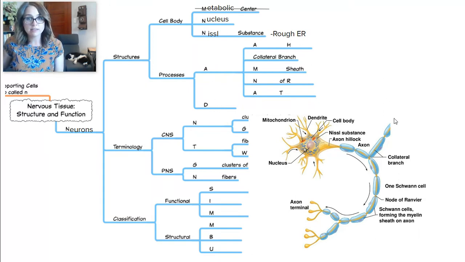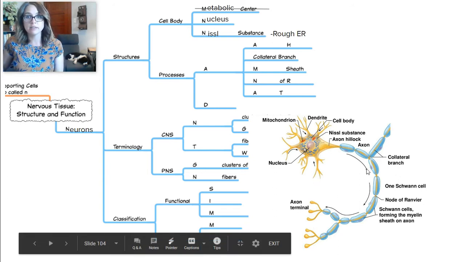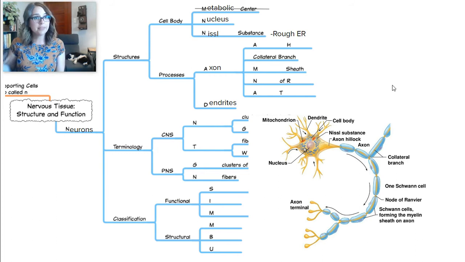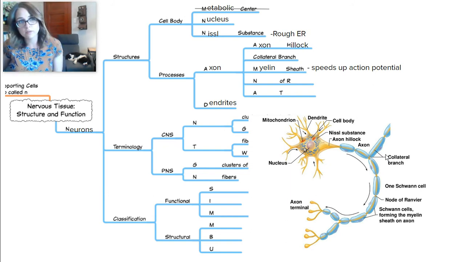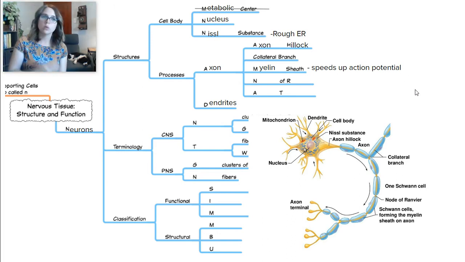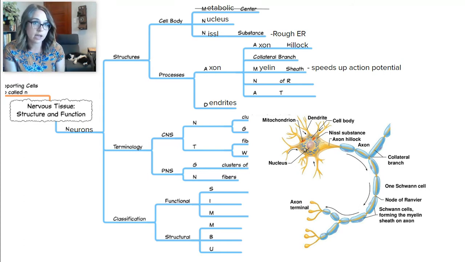So my processes, as I've already mentioned, we've got my axons, this whole guy here, and then the dendrites, these little guys on the outside of my neuron. On the axon itself, I have kind of this neck region. It's called the axon hillock. Collateral branches are just if the axon branches. The myelin sheath, this is important, maybe highlight, underline, whatever. The myelin sheath speeds up your action potentials, those chemical signals. You can send a signal much faster in a myelinated axon than in an unmyelinated one.